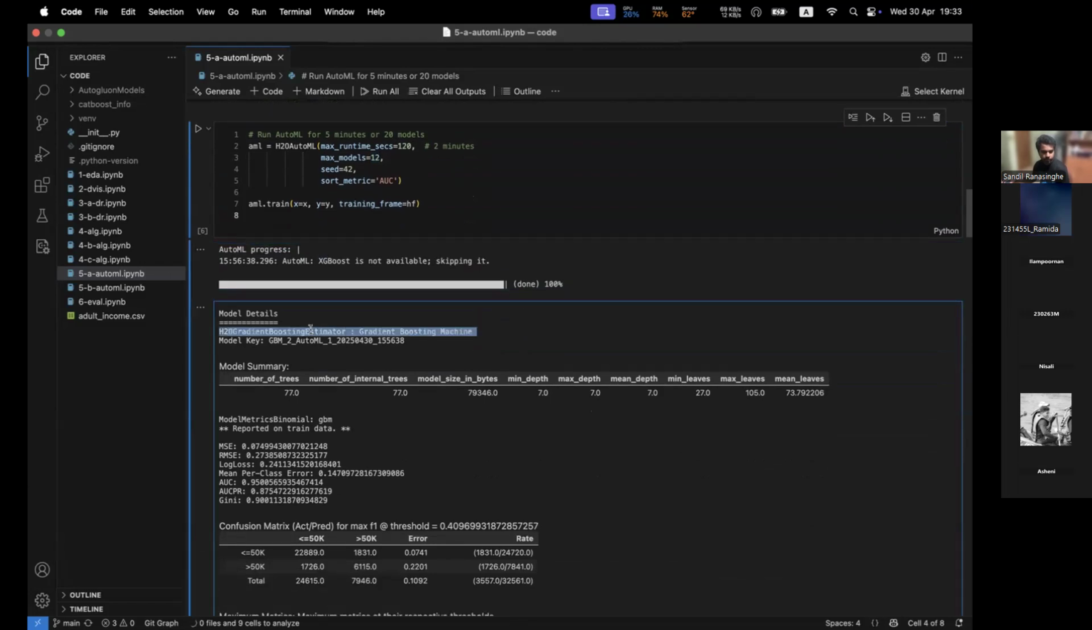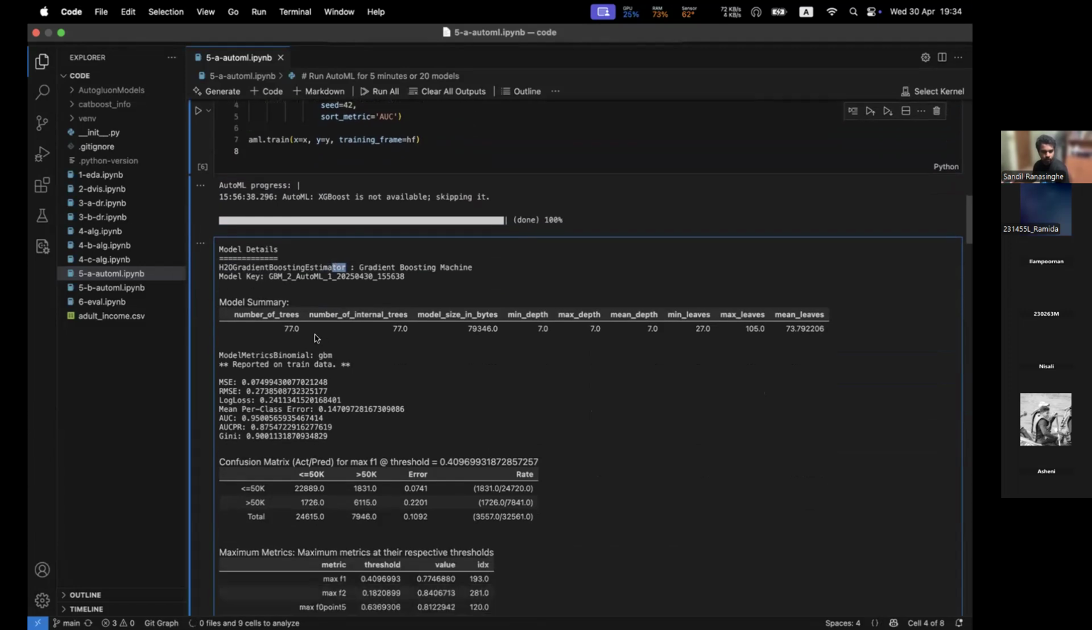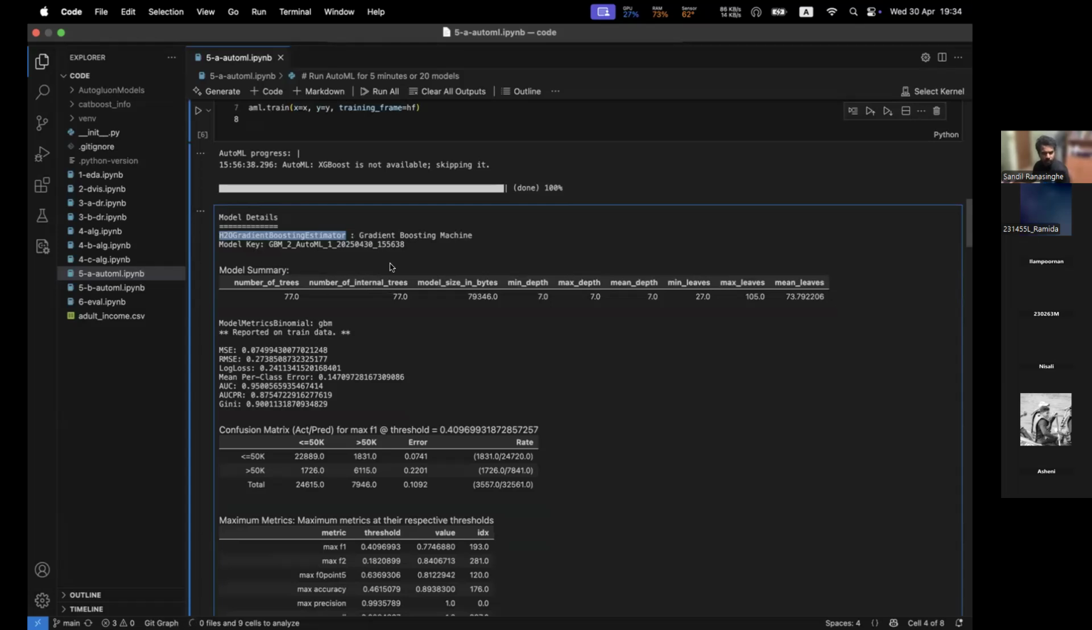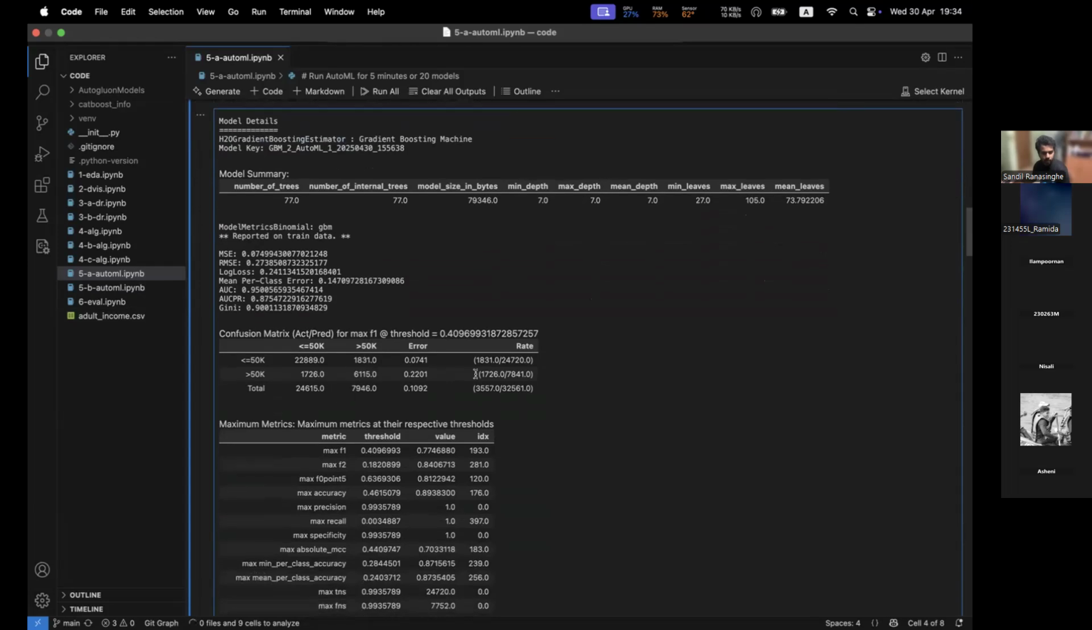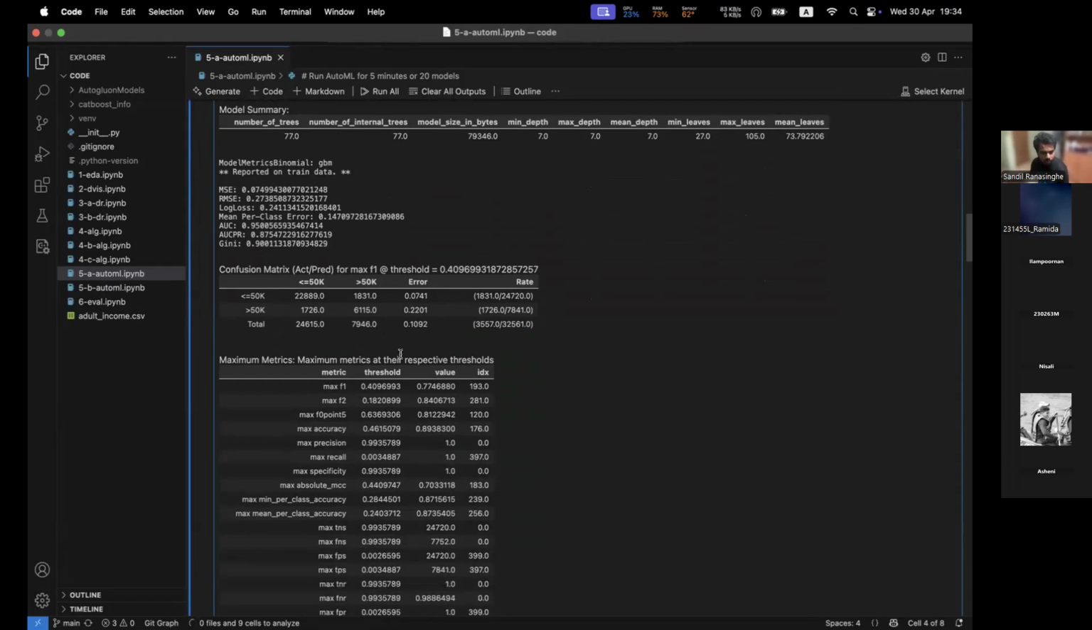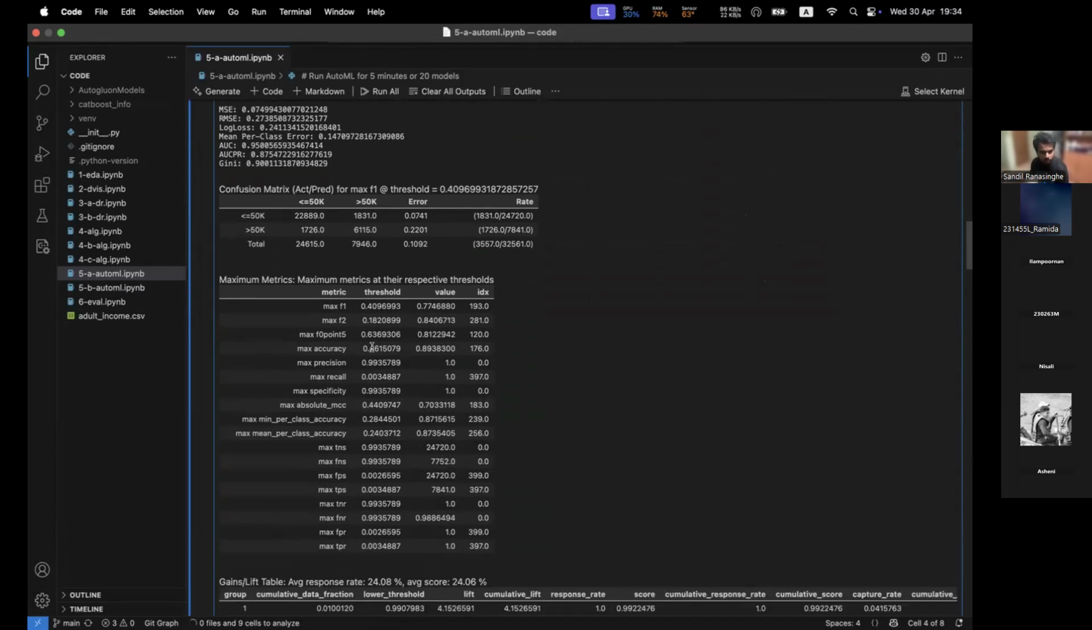So here, for example, it has looked at gradient boosting machine, the H2O implementation of a particular model. And here you can see the evaluations of that particular model, how it has performed. We have area under the curve. Yeah, so for example, here you can see this value is much better than values I got earlier.